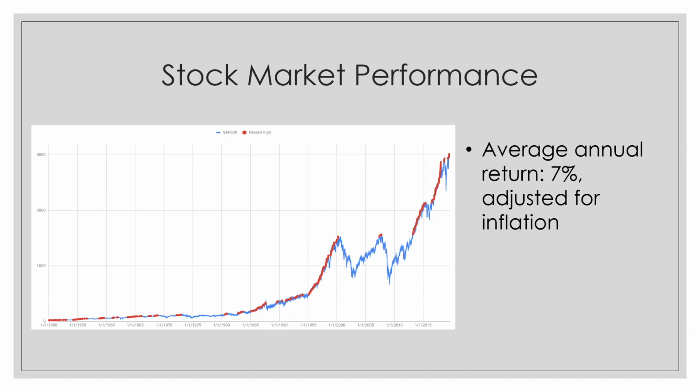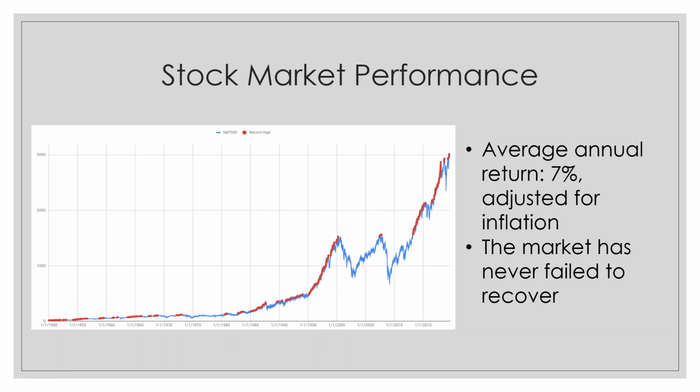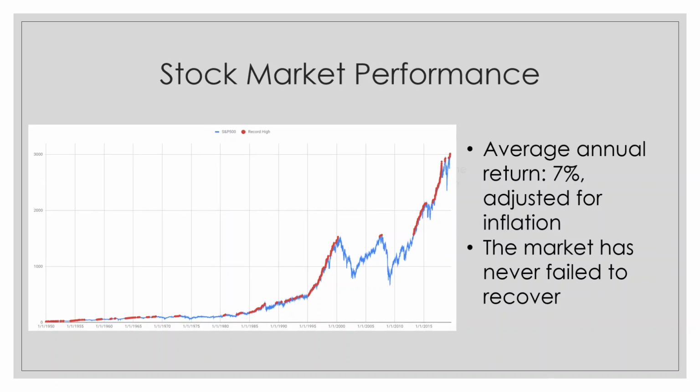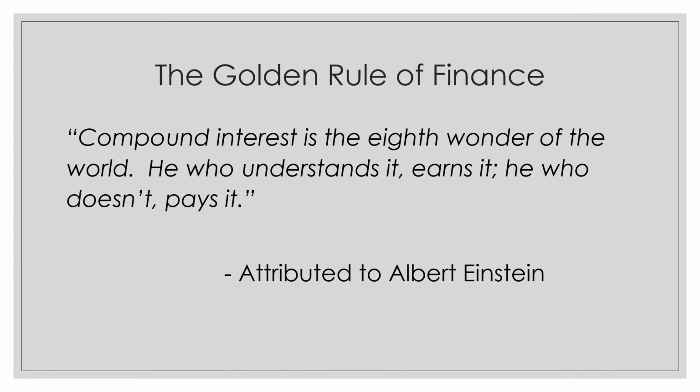The average annual rate of return is 10% or 7% adjusted for inflation. Additionally, the market has never failed to recover within a few years. This means that even if you invested right before the worst dip, if you weathered through it, you would have still come out profitable. The golden rule of personal finance is this: those who understand compound interest earn it, and those who don't pay it. This is how debt can get out of control so quickly, and how people can make money investing.